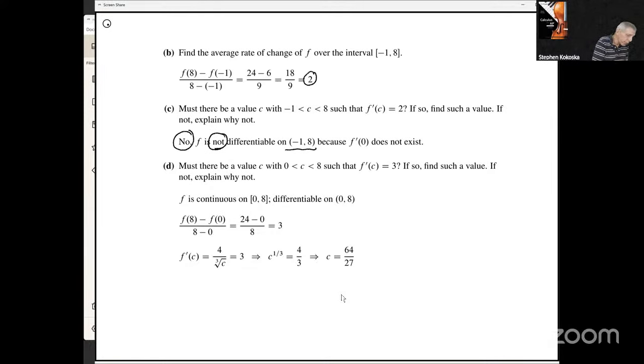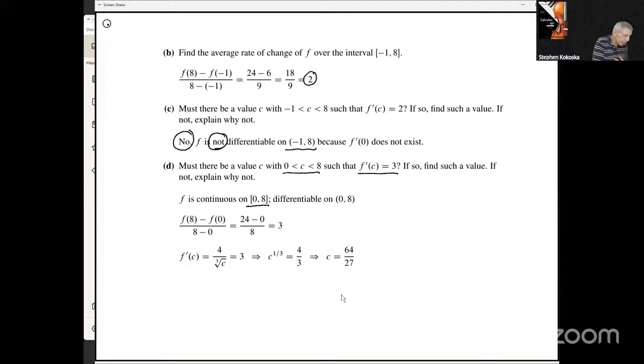Must there be a value of c in this interval, 0 to 8, so that f prime of c is equal to 3? If so, let's see if we can find a value. Now, be careful. This is a little bit different interval. Is f continuous on the closed interval 0 to 8? Yes. Is it differentiable on the open interval 0 to 8? Be careful, the open interval 0 to 8, yes.